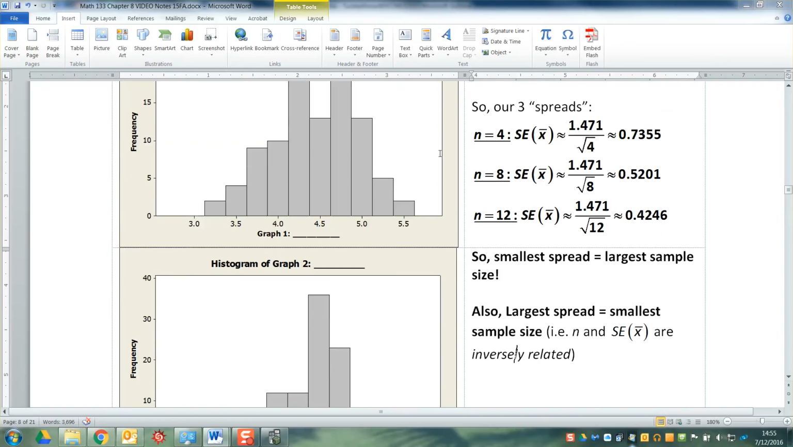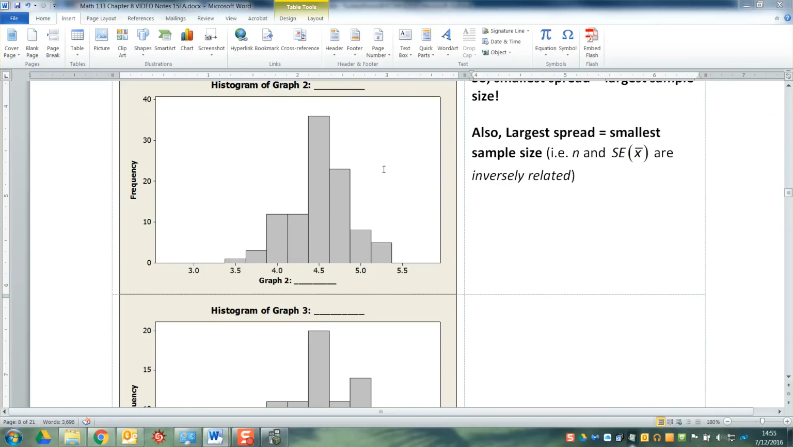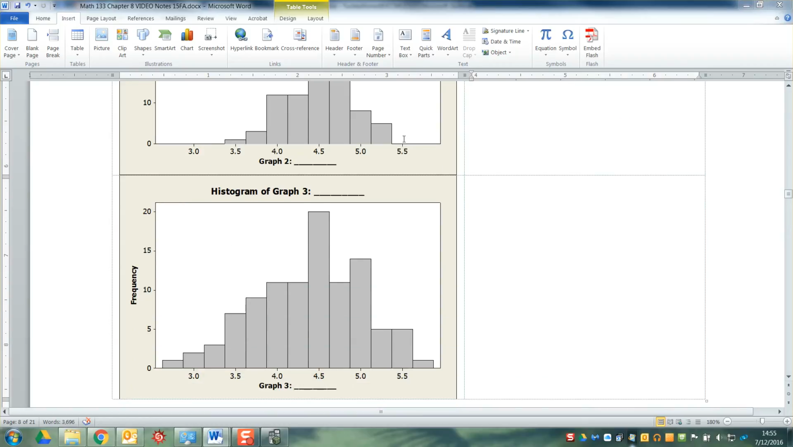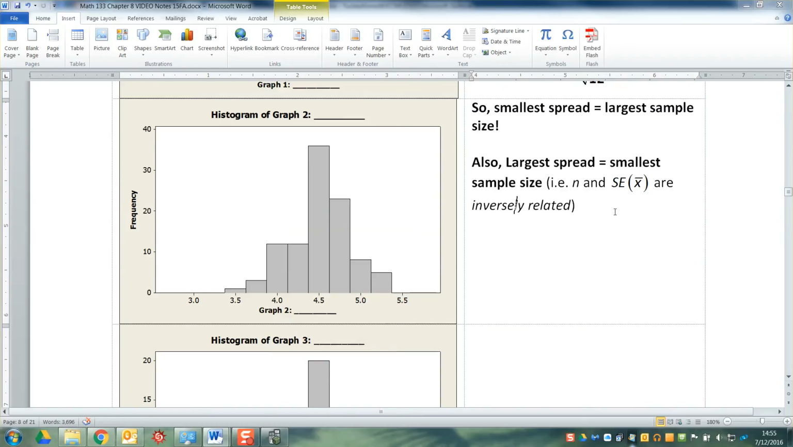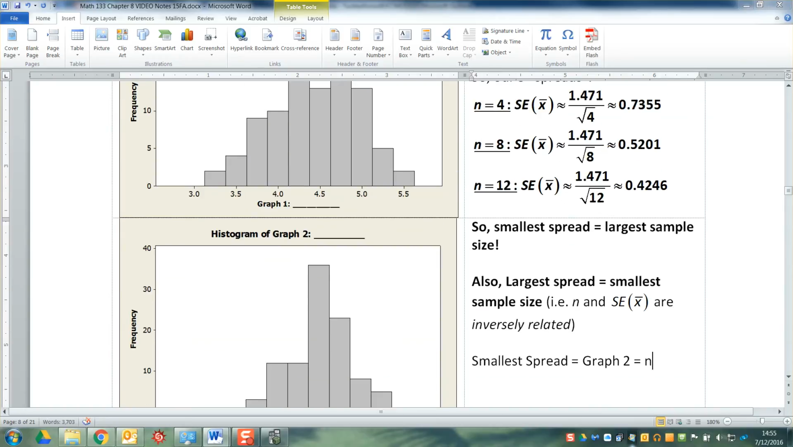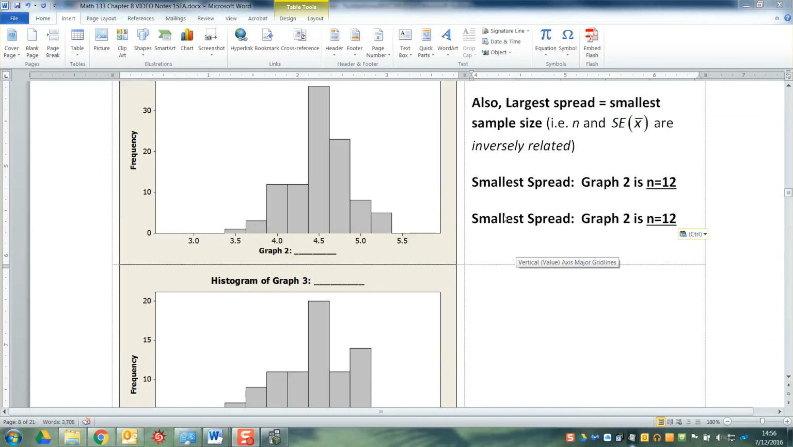And the word is right there, spread. Spread out, right? So the least spread is kind of obvious. It's graph 2. It's very tightly packed. There's not a lot happening at 3 and at 5.5, the far values. So the smallest spread would be graph 2, and that would be n equals 12. Okay, now what about the largest spread? The largest spread is going to be n equals 4, so we know that.